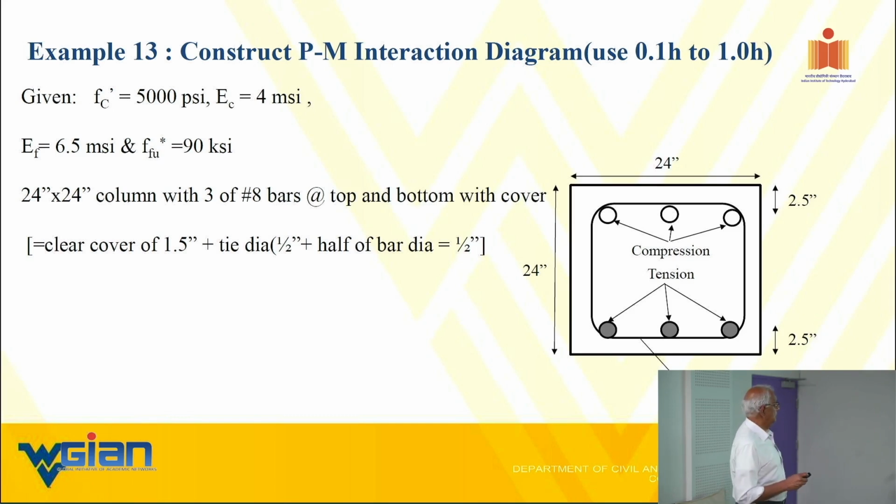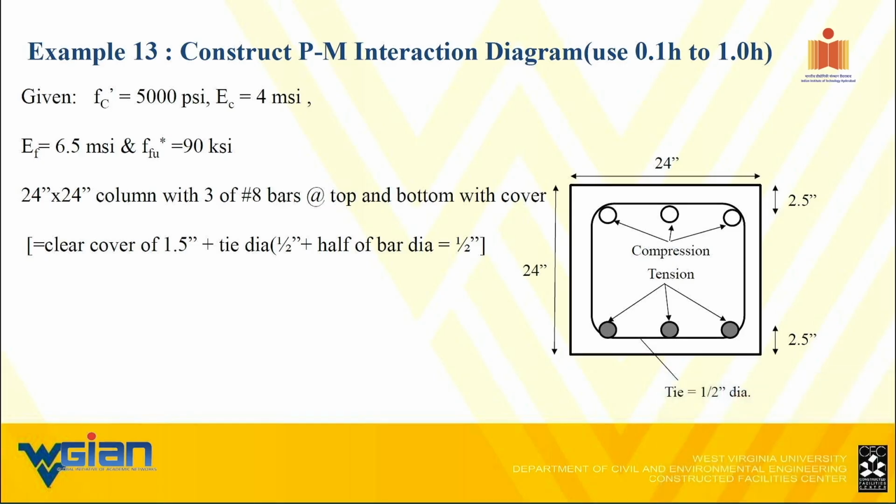Yes. Okay, good. So all these are given to you. 3 of number 8 bars at the top and bottom, meaning the compression and tension side, and then the clear cover of 1.5 inches, the tie diameter is ½ inch, the half diameter of 1 inch is ½ inch, so the cover is 2.5 inches total. Clear cover is different from cover, right? Yes. Okay, good.